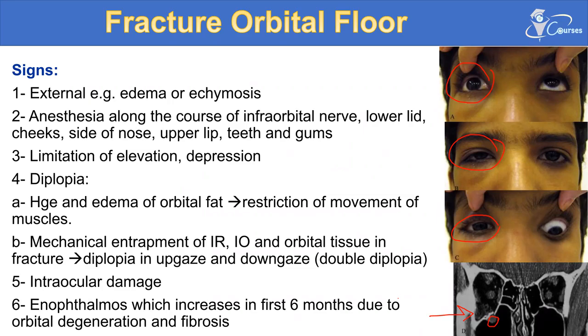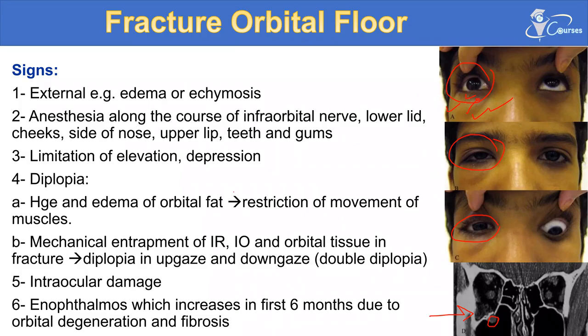So how can we diagnose a patient with fracture orbital floor? First of all, the external signs of trauma. Those patients can have edema, can have ecchymosis, and they have anesthesia along the course of the infraorbital nerve: lower lid, cheeks, side of the nose, upper lip, and teeth and gums. This is the course of the infraorbital nerve, which arises from the infraorbital foramen here. So it will supply the side of the nose and the lower part of the cheek. And if there is a trauma, it can involve this nerve. It will cause anesthesia over this part.